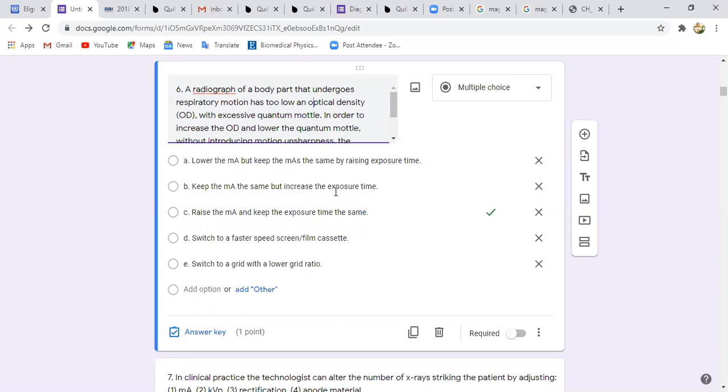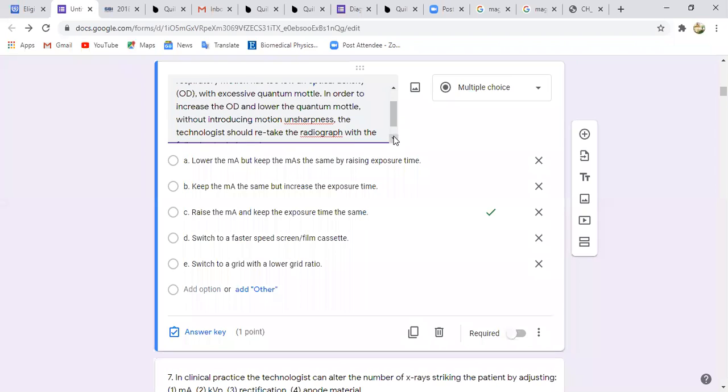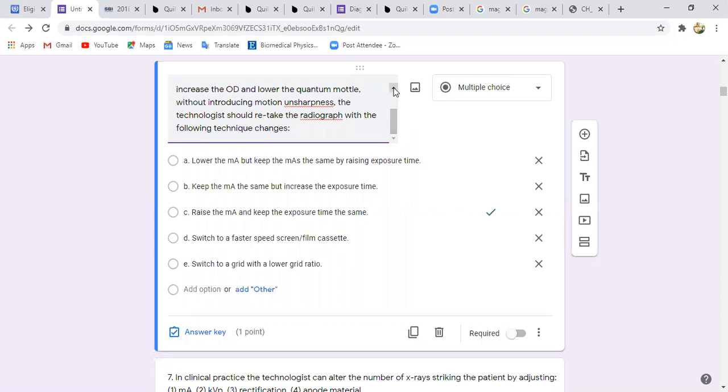So it is either we increase the exposure time or we increase the mA, if there hadn't been any issue with motion and sharpness. But because of motion and sharpness, we just leave the time as it is and then raise the mA, because what I complained about is the issue of having a low optical density. I think we might also look at that question again, but the best answer as far as I'm concerned is C.